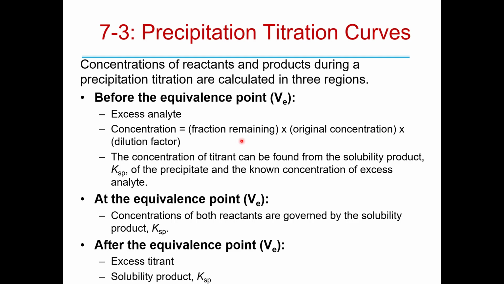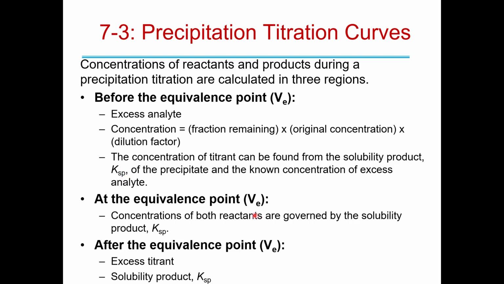So we may have added a little bit, like 10 mils, which isn't quite to the equivalence point yet. And so now we've diluted that solution a little bit, so we need to multiply by a dilution factor to account for that. Then once we know the concentration of our excess analyte, we can just plug that into our KSP expression to calculate the concentration of the silver ion. So that's how we would do things before the equivalence point.